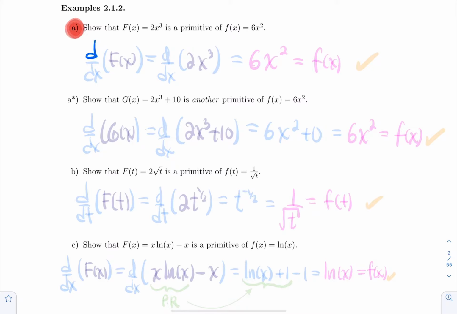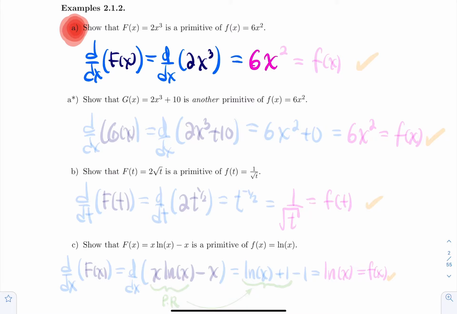Let's compute the derivative of big F, the derivative of 2x cubed. We're just using the power rule. The 3 falls on top of the 2, you get 6. The new power is the former power minus 1, which is 2. So you get 6x squared, and of course, that's the same thing as f of x. Yes, we just verified that the derivative of big F is small f.